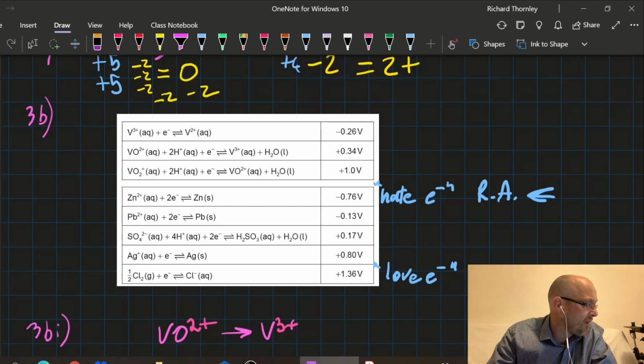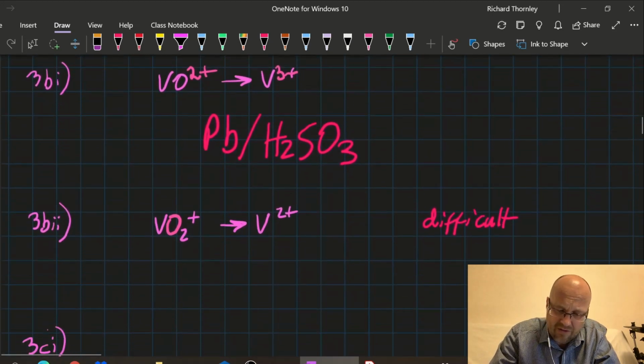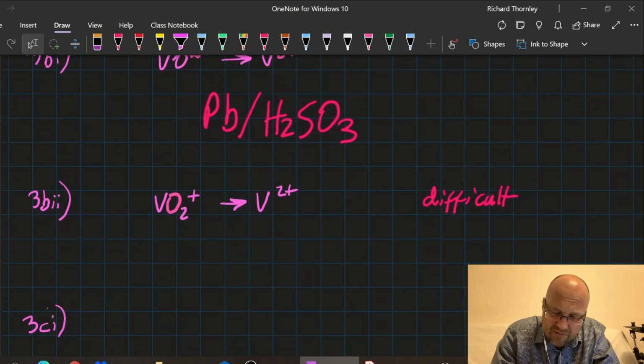Now what are they talking about? Reduction or oxidation? Let's have a look. Let me fill out the oxidation states. So that's going to be +2.